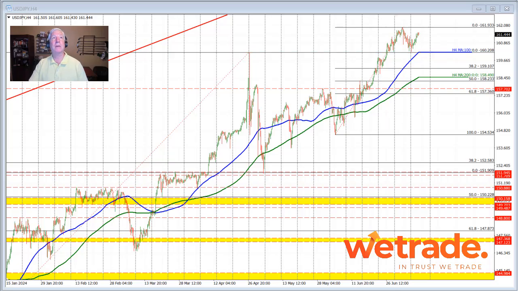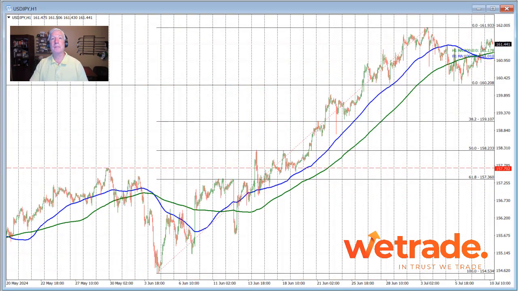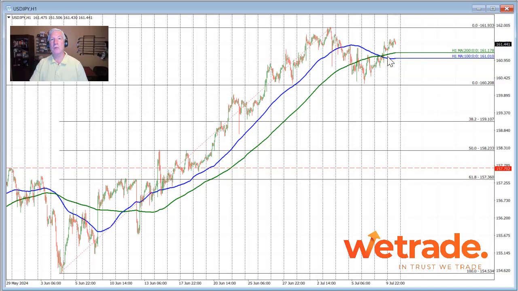Let's take a look at the hourly chart. If we look at that, the 100 and 200-hour moving averages were also a key barometer in the short term as you try to look for those clues where the market is overbought.